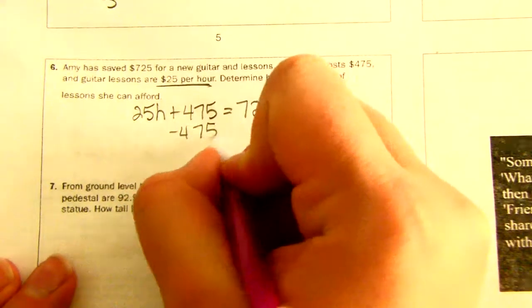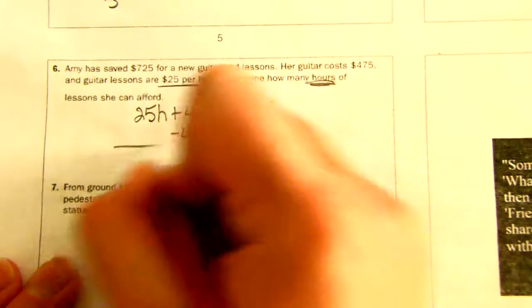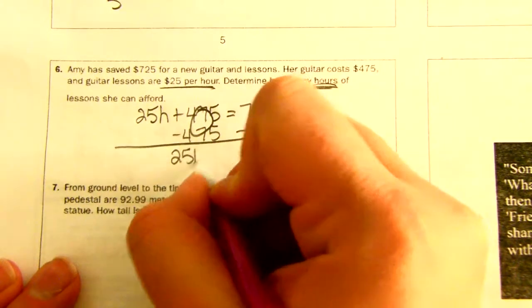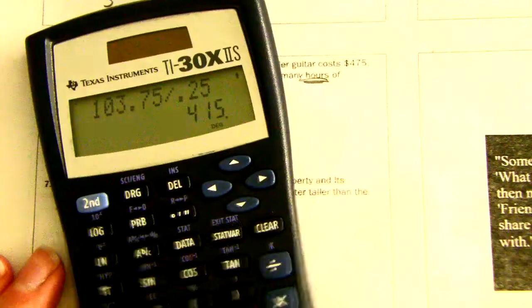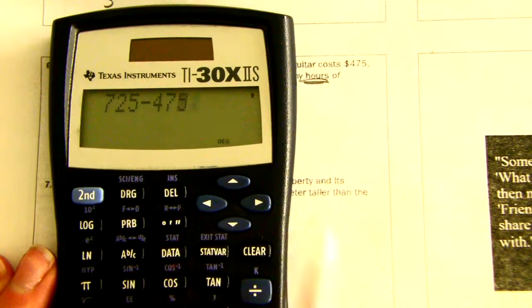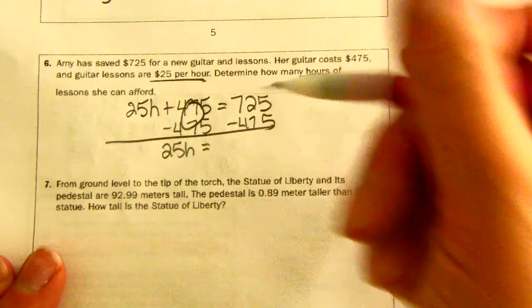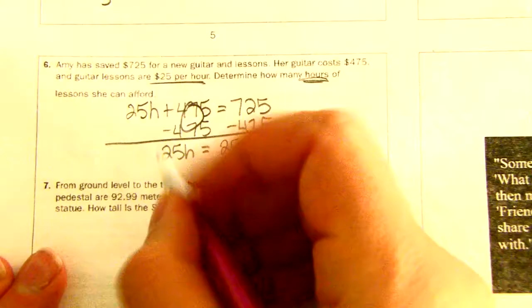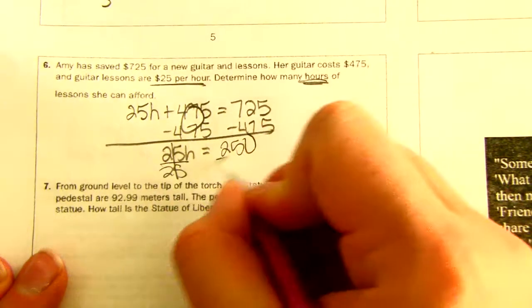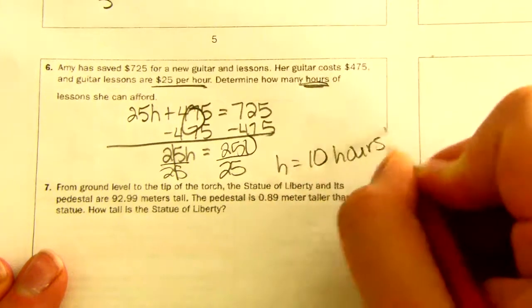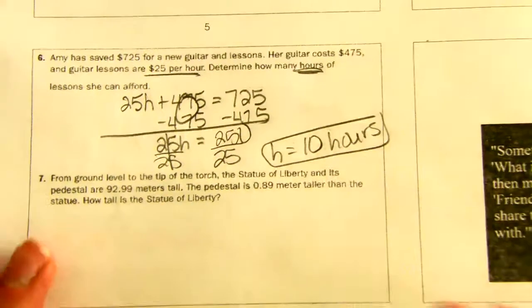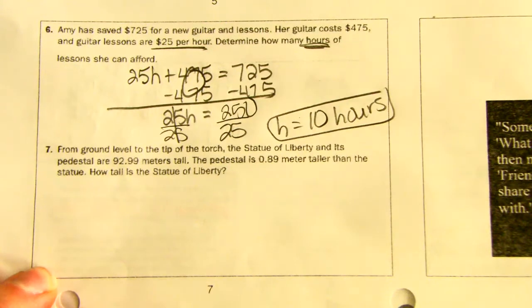Subtract the constants. So we get 25h equals, oh geez, I don't want to do it. 725 minus 475, 250. Divide by the coefficient, and we get h equals 10. 10 hours. That's all she can afford before she runs out of money. 11 hours, she's going to be borrowing money from the bank.